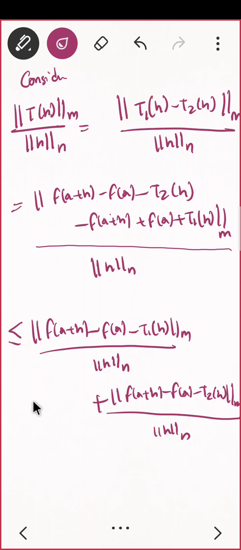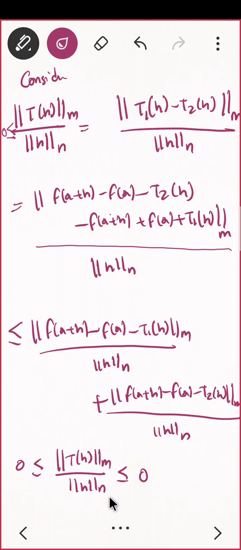If you take the limit on both sides, these two go to 0, so this must go to 0. Since this is always positive, it lies between 0 and 0. So you can say, by using the sandwich theorem, the lower bound is always 0. I hope you are clear with that. The lower bound is always 0 since it is a norm. So you are getting that 0 is less than or equal to norm of T of h upon norm h, which is less than or equal to again 0.